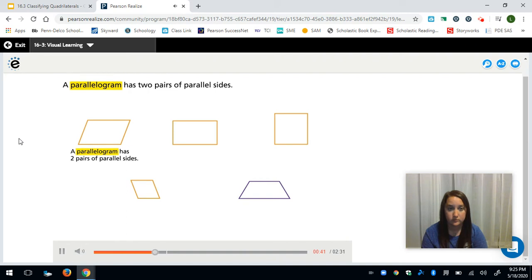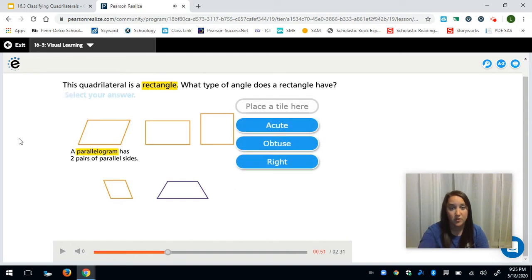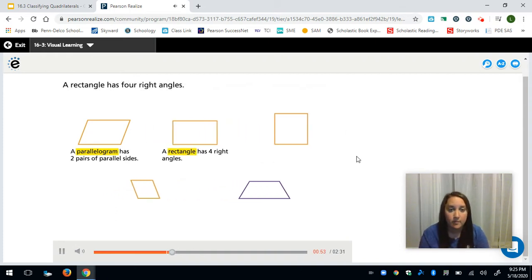A parallelogram has 2 pairs of parallel sides. This quadrilateral is a rectangle. What type of angle does a rectangle have? Select your answer. For that rectangle, I see square corners, and those corners measure 90 degrees, and I know that 90 degrees are right angles. A rectangle has 4 right angles. Why can a rectangle also be called a parallelogram? A rectangle is also a parallelogram because it has 2 pairs of parallel sides.